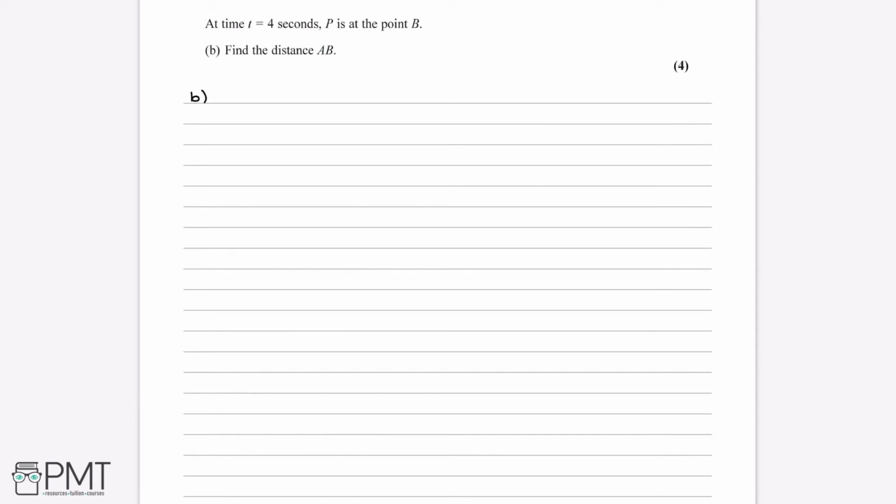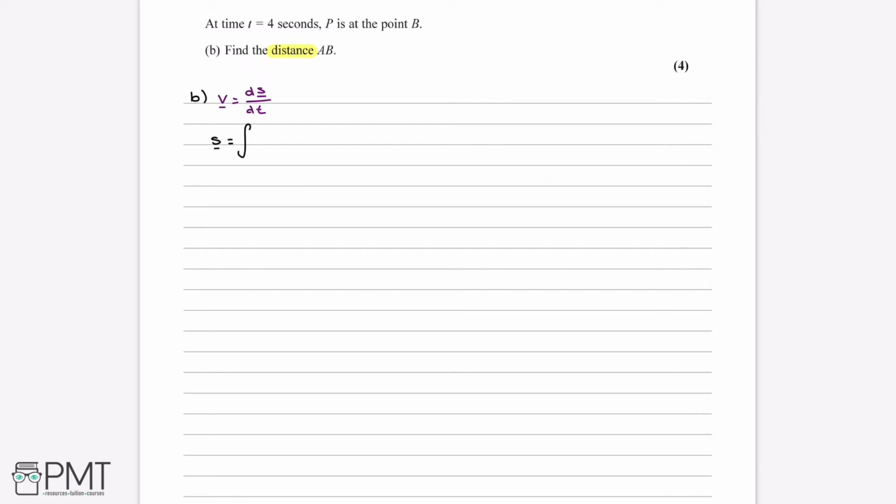At time t equals 4 seconds, p is at the point B. Part B wants us to find the distance AB. So because we wanted to find the distance, this means that we know we're talking in terms of displacement. And the general rule with displacement is that velocity is equal to the derivative of displacement. And we have an expression for velocity that we found in part A, which means we can find displacement. So if we reverse this, it means that displacement is equal to the integral of velocity.